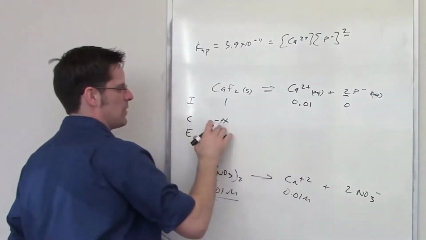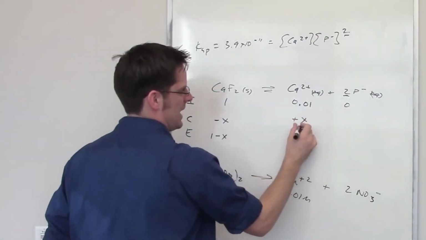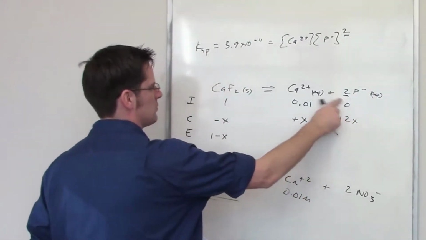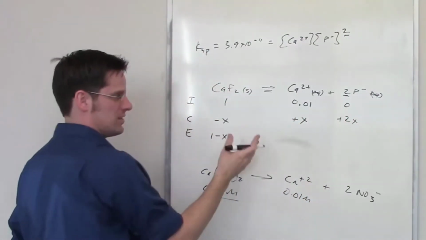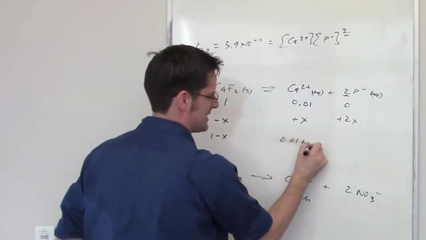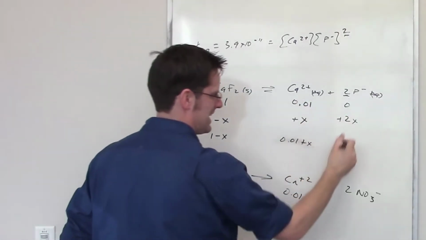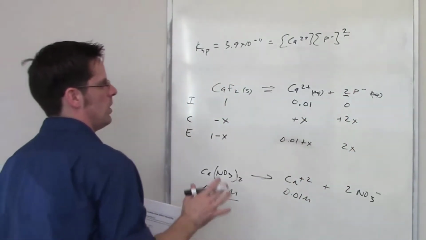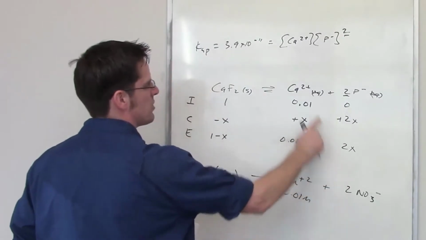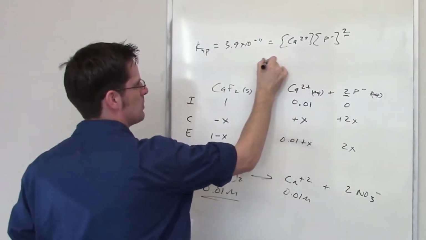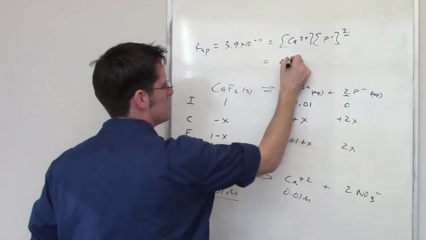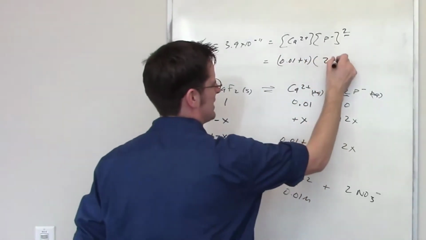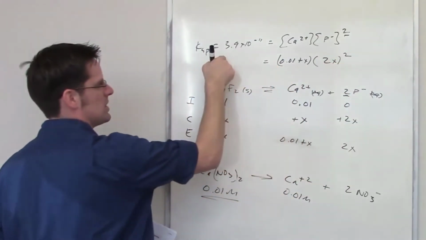Over here, however, it's going to increase by an amount of plus X and plus 2X because there are 2 molar equivalents of fluoride to calcium fluoride. I add rows 1 and 2, and I get 0.01 plus X as my equilibrium concentration of calcium, and 2X as my equilibrium concentration of fluoride. Okay, so what I have to do then is take these values and throw them into the corresponding locations in the expression. Calcium 2 plus is equal to 0.01 plus X. Fluoride is going to be 2X, and I have to square that, and I set that equal to this number.